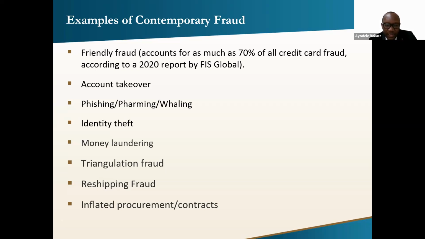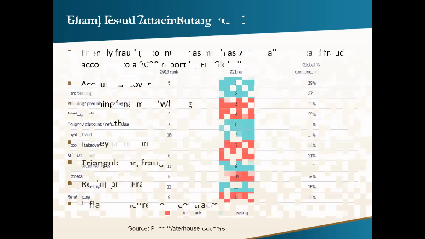Then finally, inflated procurement contracts. This is also prevalent within the public sector, where prices or costs for contracts are inflated. For example, a contract that shouldn't cost more than 10 million is advertised for 20 million naira. And at the end of the day, members within the government organization seek to get a kickback from the contractor that eventually gets the contract.